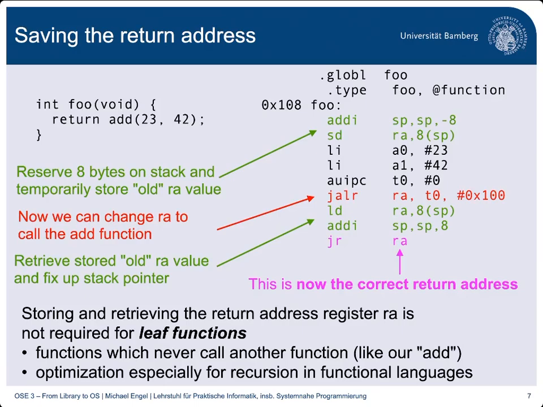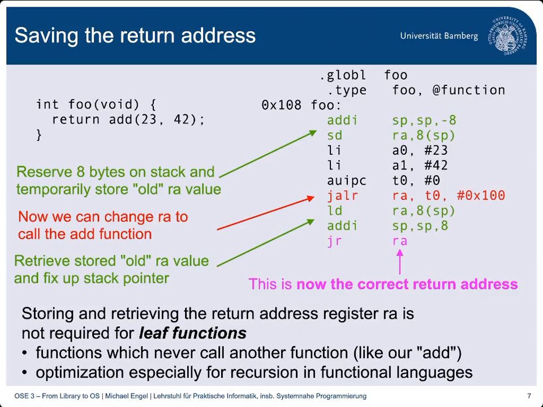So our code on the top in green here decrements our stack pointer by 8 bytes, so it reserves 8 bytes on the stack. We have a 64-bit RISC V here, so essentially each address, each pointer is 8 bytes in size, each register.